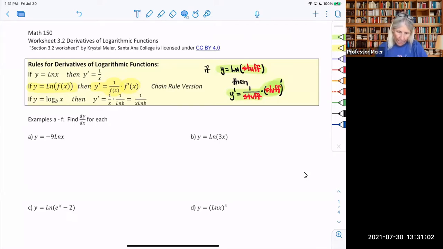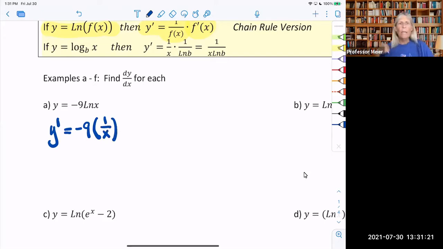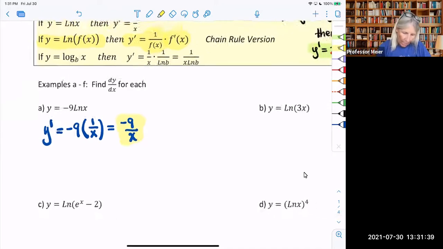Okay, so let's start with A here. We've got -9 times the natural log of x. So if we want the derivative, y prime, -9 being just a coefficient, that's just going to stay there. So we're going to have -9. And then the natural log of x has a derivative of 1 over x. And then the preferable way would be to actually multiply this together. So think of -9 as being -9 over 1. And so when you multiply, we would get -9 over x, and that would be our derivative. And that would be in the simplest form. That'd be perfect.